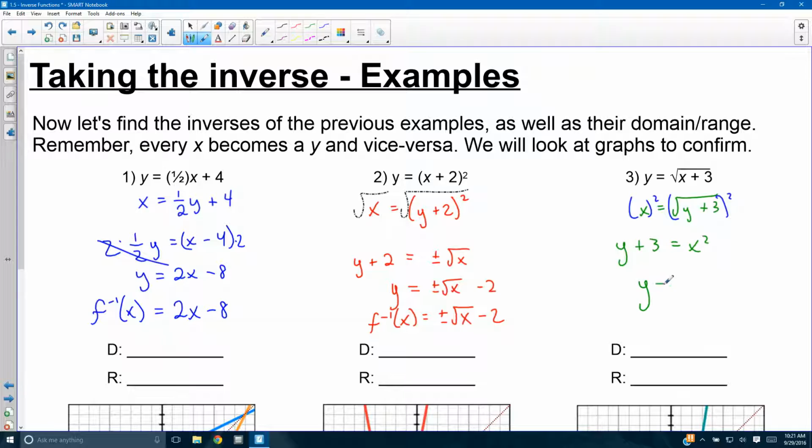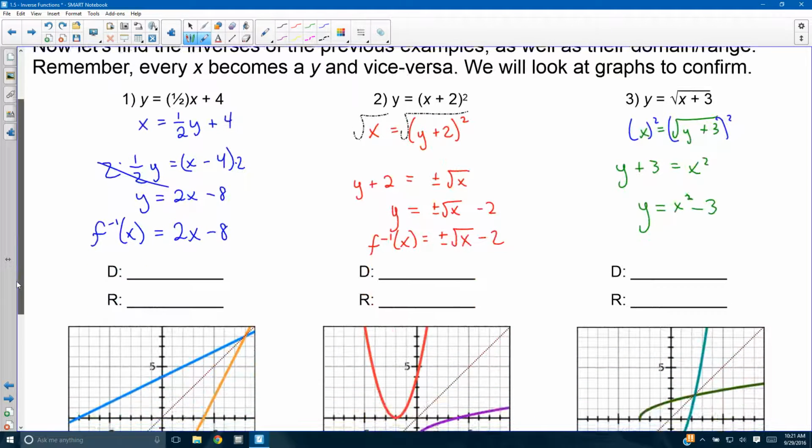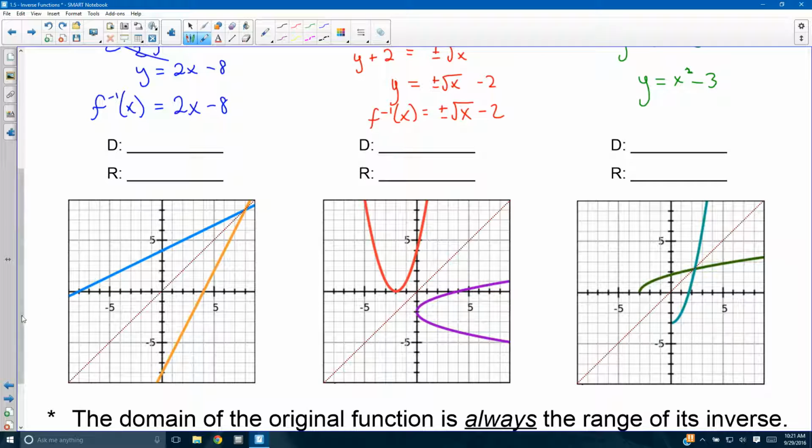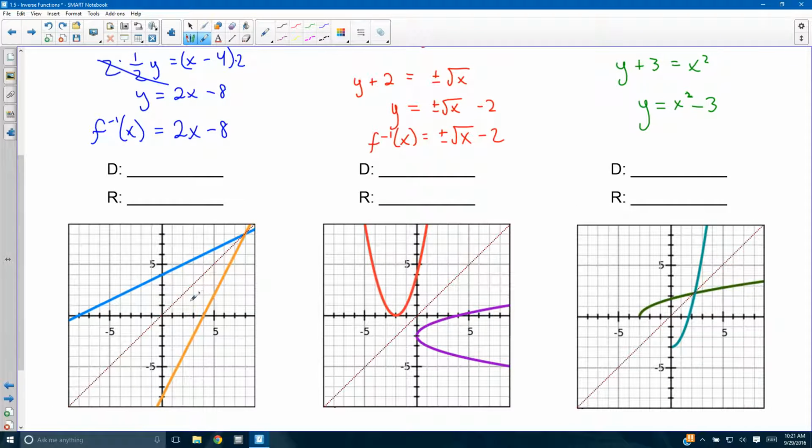Therefore, y equals x squared minus 3. Okay, so now I'm going to go below and look at the graphs. Now, these ones here are accurate appearances of the inverse functions right here.